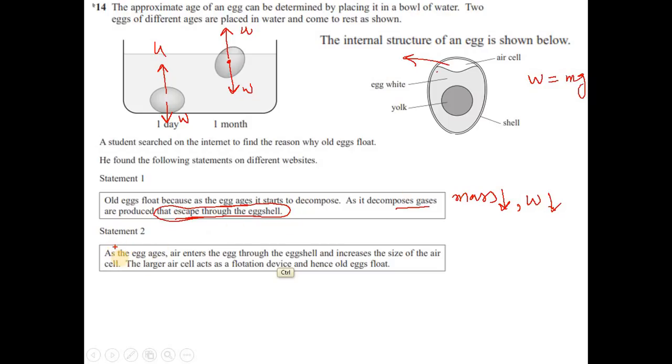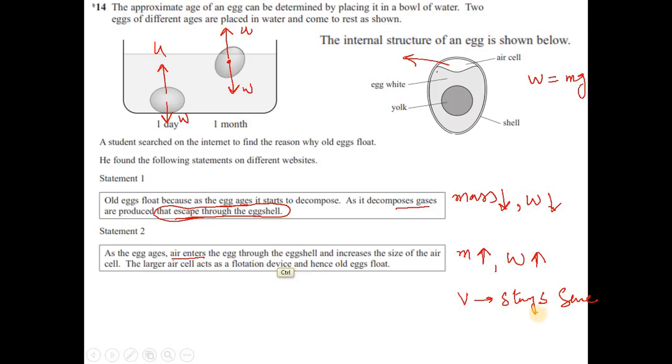And statement 2 suggests that air enters. If air is entering, that means mass is increasing, so the weight is increasing. Okay, but because of the eggshell, the volume of the egg stays the same. There is no change in the volume.